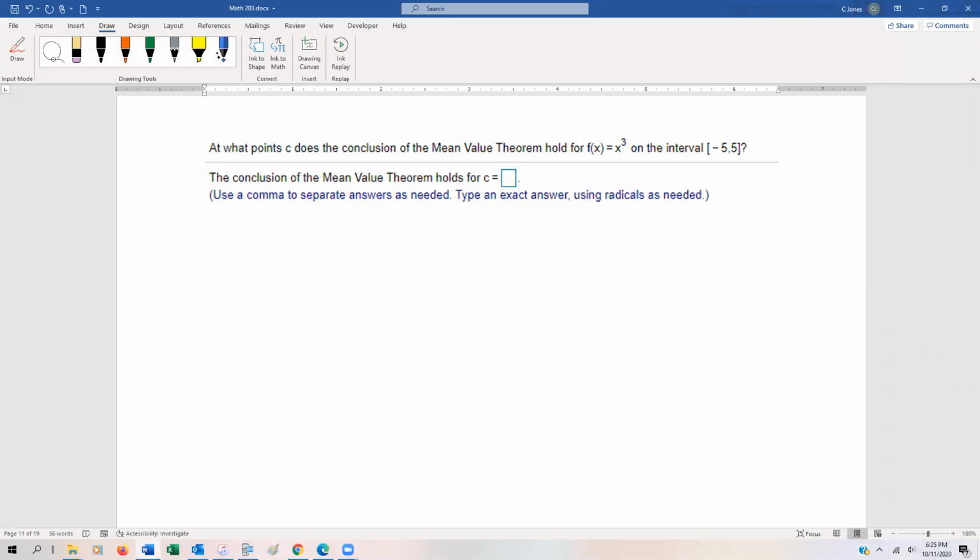One last example of the mean value theorem, this one's actually a little bit easier than the previous one, is that we have this polynomial function, f of x equals x cubed, and we have an interval from -5 to +5. And we just want to see whether the conclusion for c holds true for the mean value theorem on this interval. So first thing we need, conditions.